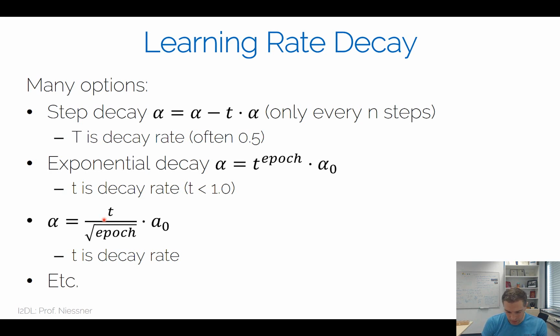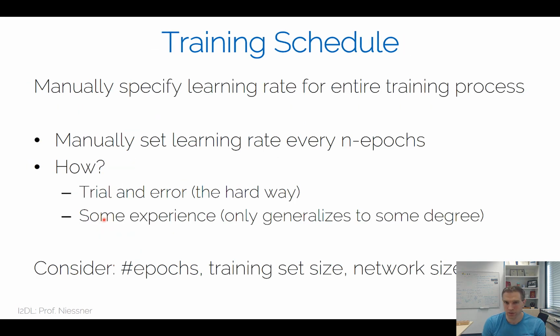Okay, so now we have a learning rate decay. This brings us to the more extreme version, which is kind of a manual version of this. This is something people call a training schedule. A learning rate decay is a training schedule, just one that is procedurally generated. One way to do it also is to manually specify a learning rate for the entire training process. So for every n epochs, you just say, this is the learning rate that we want to have.